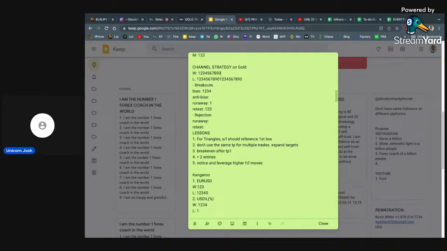For example, breakouts. I'm trying to understand the way the price breaks out of the channel. So far, I've had four recorded breakouts in the bias of the channel, and zero against the bias of the channel. That doesn't mean I've not had breakouts against the bias of the channel, but recorded ones, I've had four and zero.